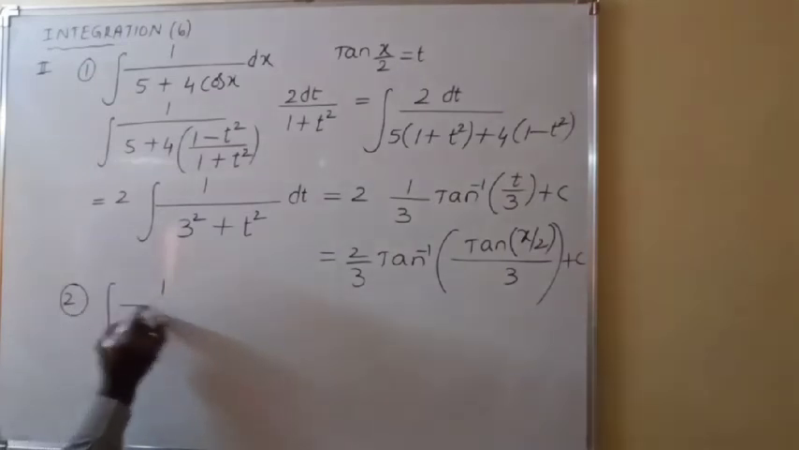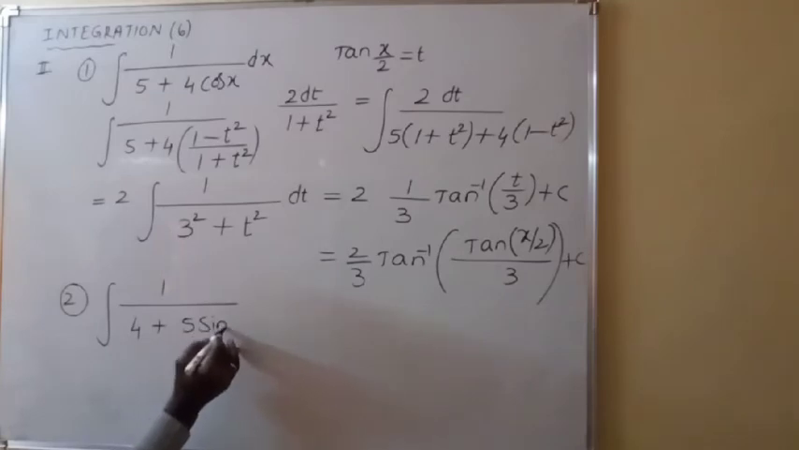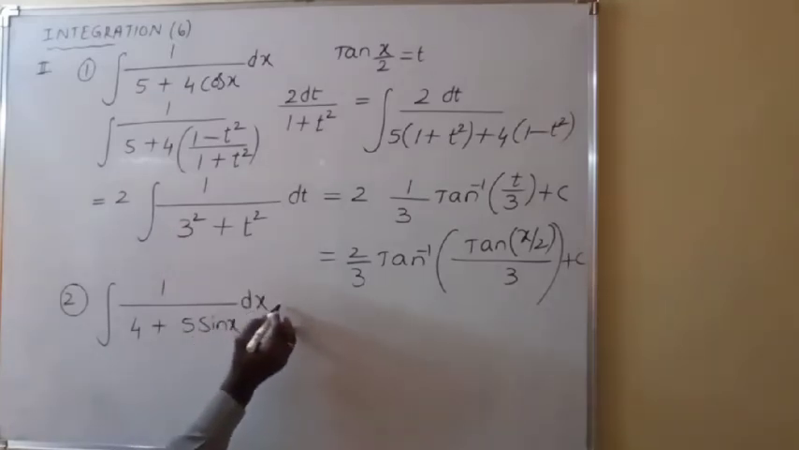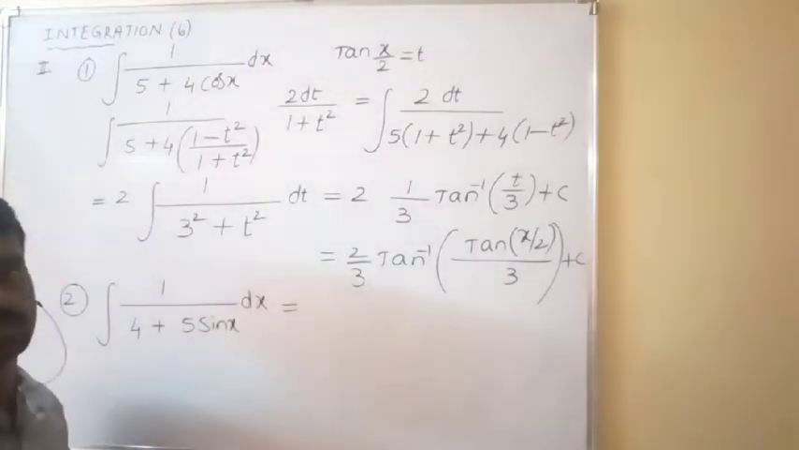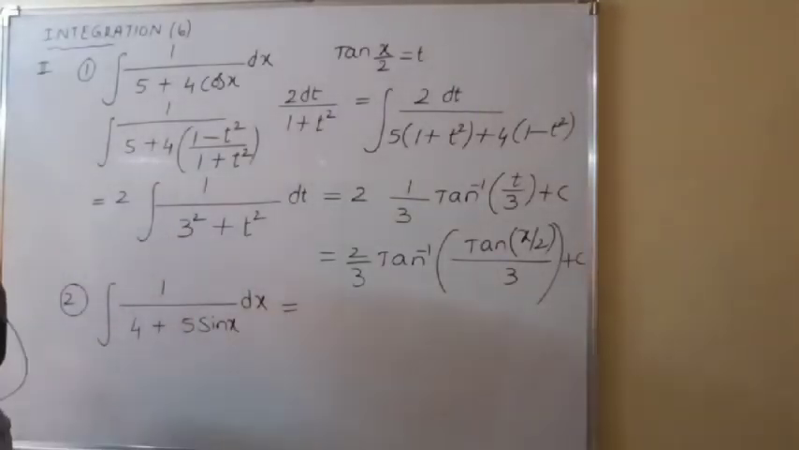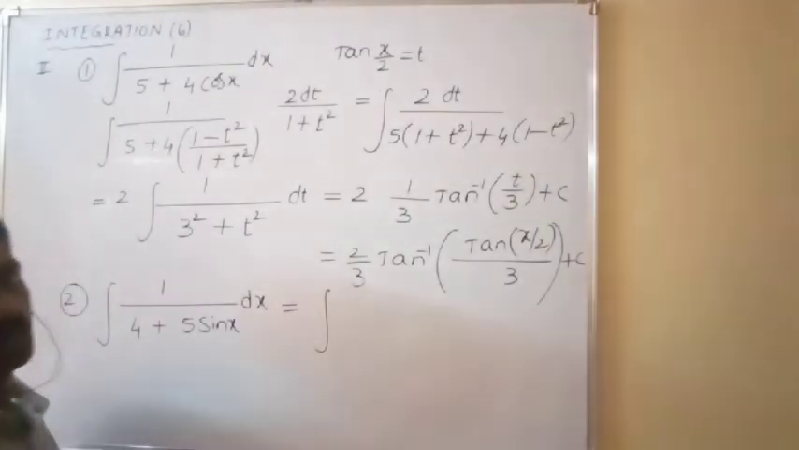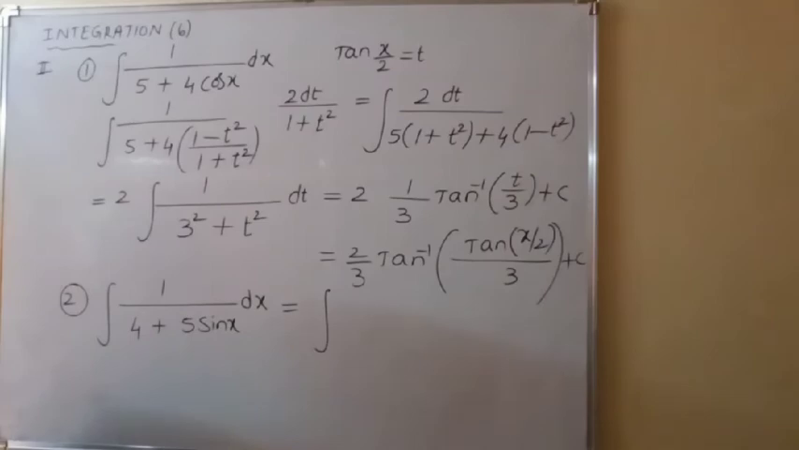Integral 1 upon 4 plus 5 into sin x dx is there. So what is the substitution? Same, tan x by 2 is equal to t only. So here a value is 4, b value is 5, the cos x term is absent so c value is 0. So if I put those values, that is tan x by 2 is equal to t.